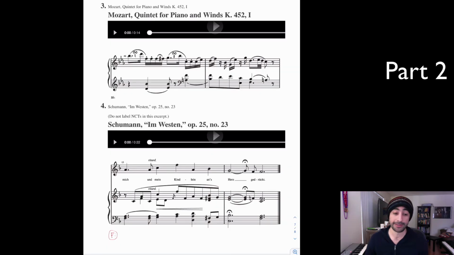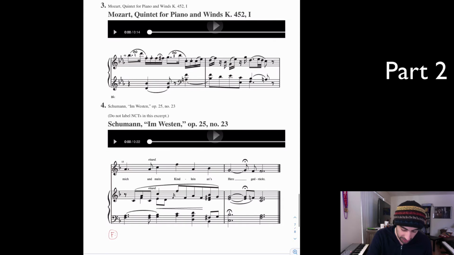So check it out, guys. We are going to talk about non-chord tones. We're going to talk about this exercise number 4, the Schumann. So let me play this for you once, and let me ask you something. Is there any part where you hear a particular dissonance quality to it? Let me play it for you.